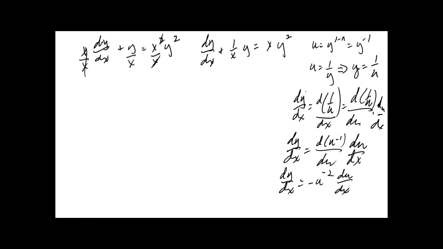Now, find where we are. So that's our dy/dx. That's what we're going to put in here: minus u to the minus 2 du/dx plus, now your y was 1 over u, so that's 1 over ux, xu, I don't care which way you say it. They say 1 over x times u.